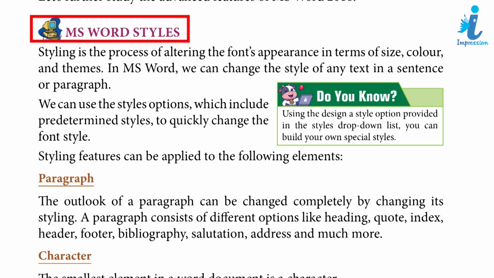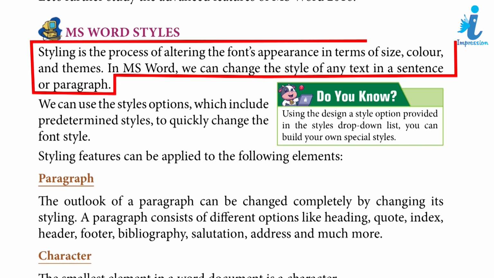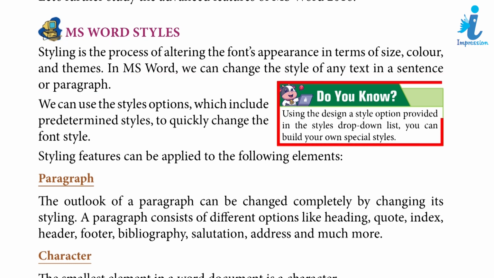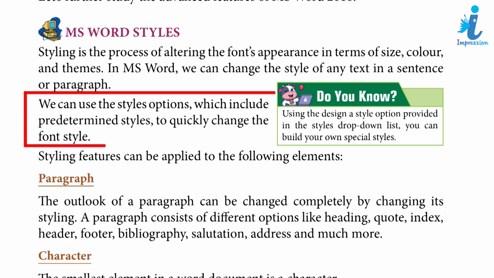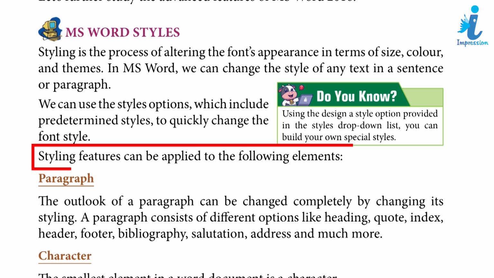MS Word Styles. Styling is the process of altering the font's appearance in terms of size, color and themes. In MS Word, we can change the style of any text in a sentence or paragraph. Do you know? Using the Design a Style option provided in the Styles drop-down list, you can build your own special styles. We can use the Styles option, which includes predetermined styles, to quickly change the font style. Styling features can be applied to the following elements.